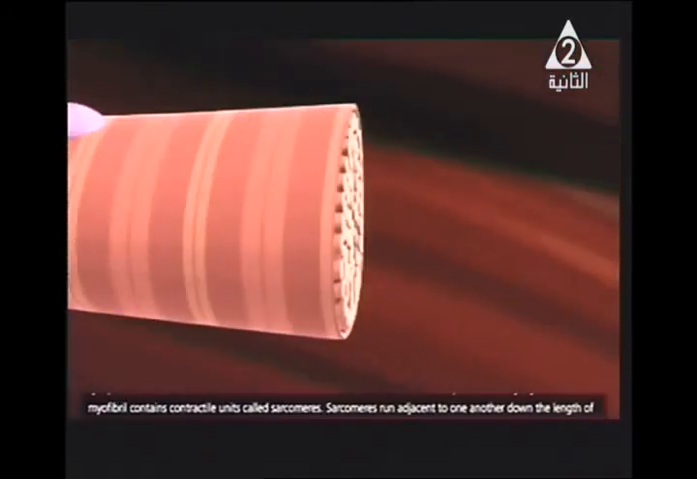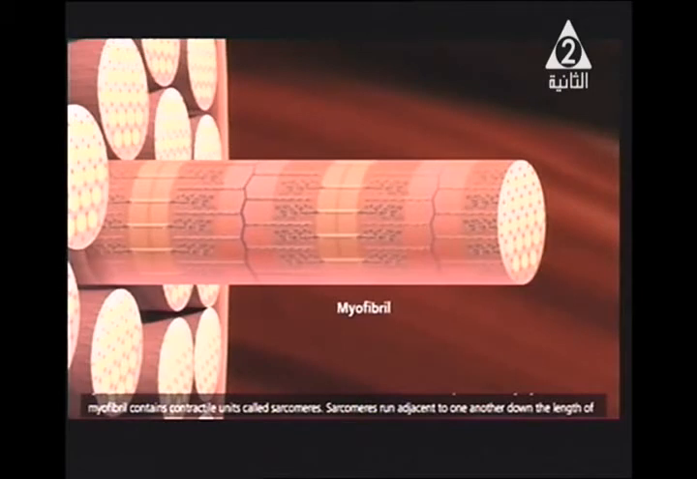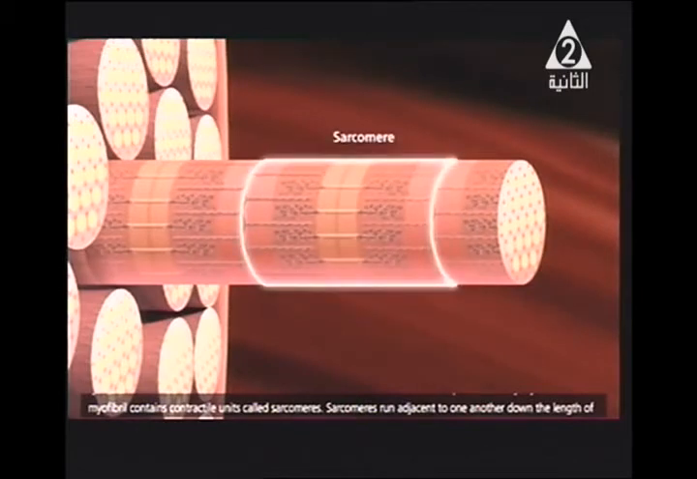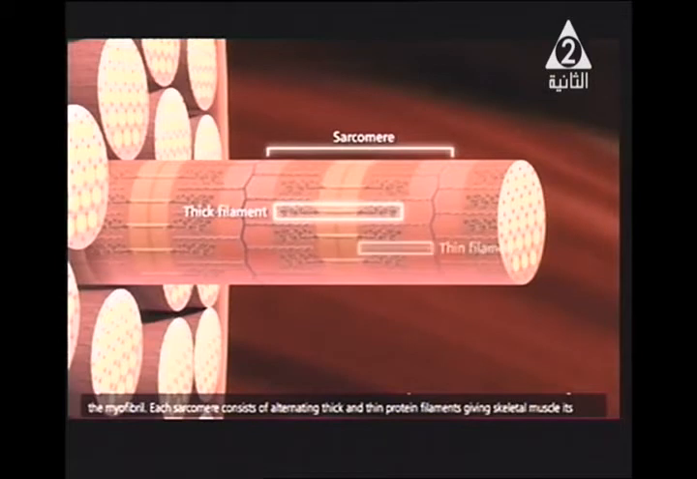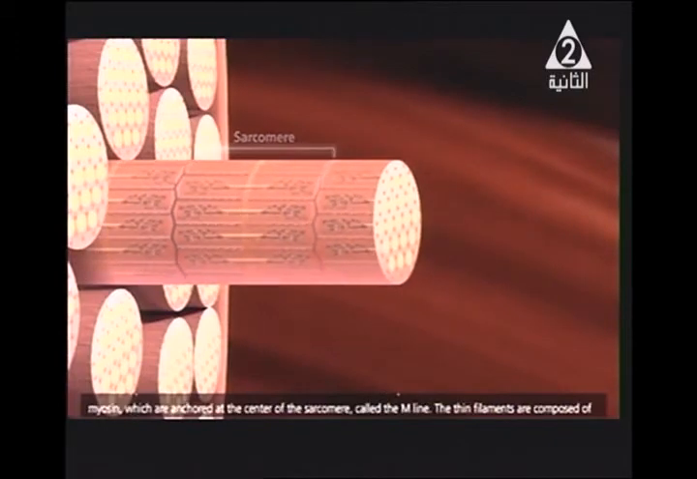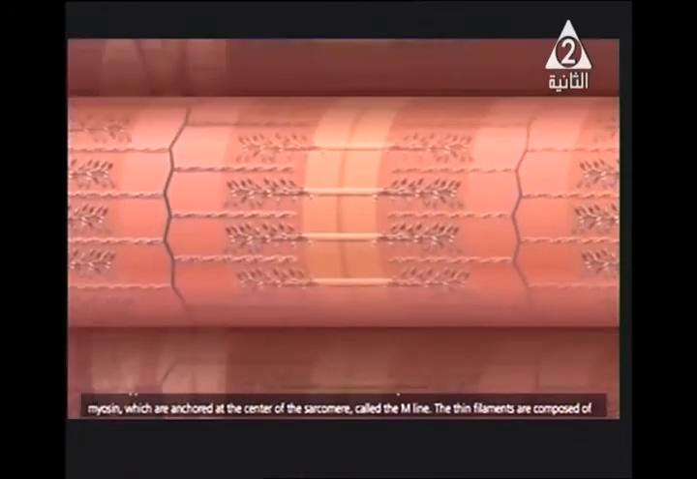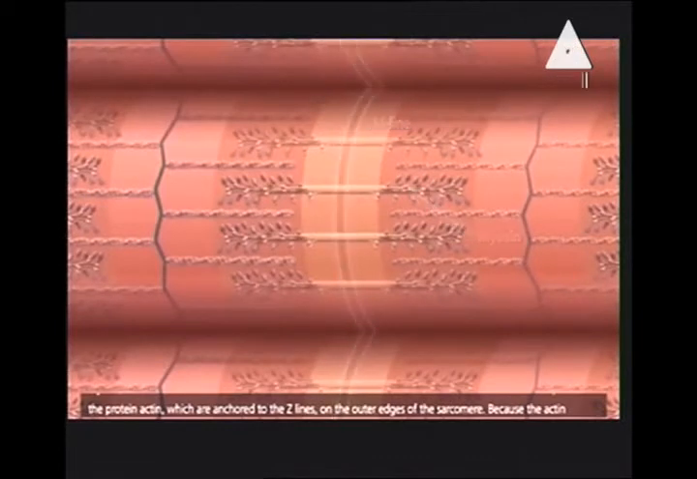Each muscle fiber, or myofibril, contains units called sarcomeres, and it consists of two main protein filaments. One of them is thick and one of them is thin. One is called the actin filament and the other is called the myosin filament. Is it easy? We have here the mechanism of sliding.